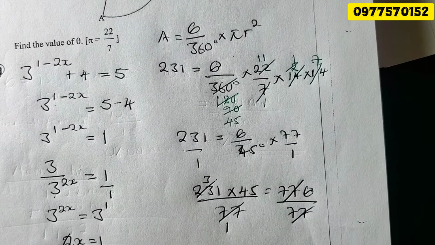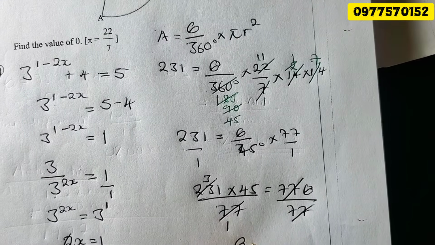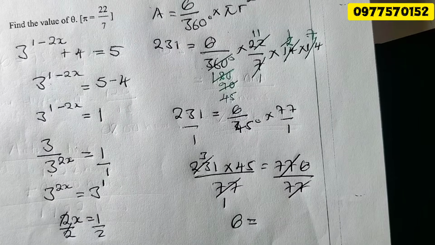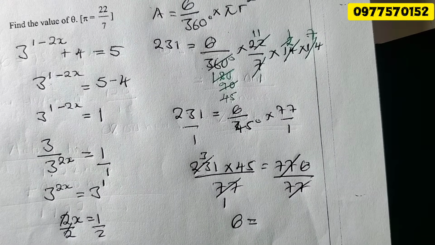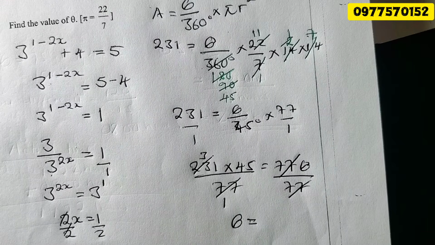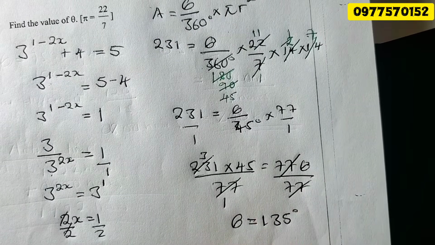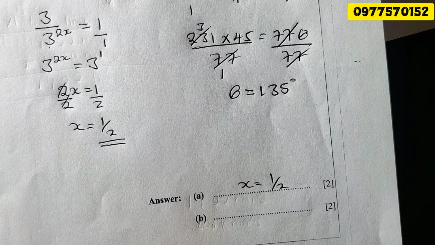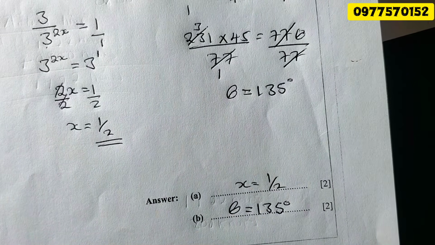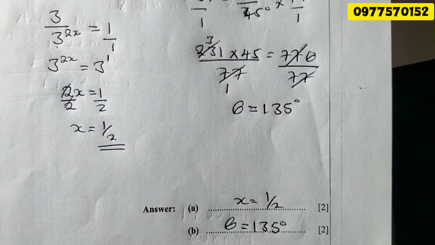So we have 3 times 45. So theta, therefore, is equal to 45 times 3. Okay? 45 times 3 is what? 135. 135 what? Degrees. So you can bring your answer here. Theta is equal to 135 degrees.